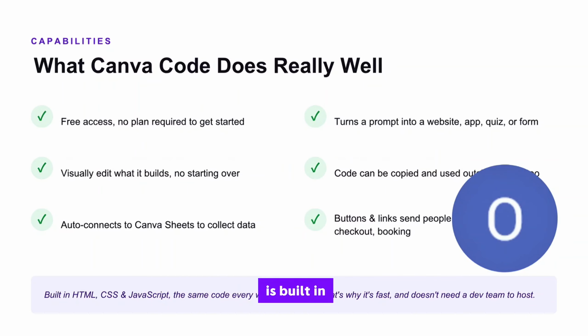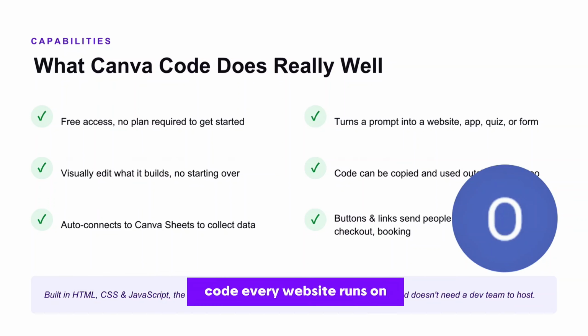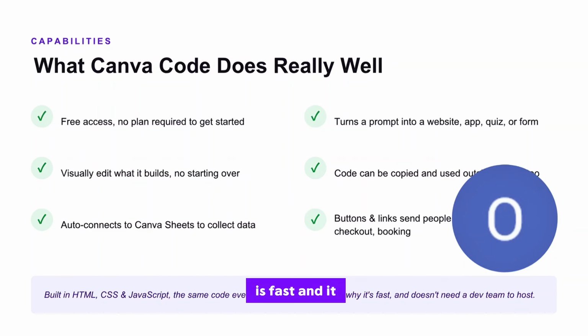And it is built in HTML and CSS, and also JavaScript, which is the same code every website runs on. That is why it is fast and it doesn't need a dev team to host it. So it works like every other website. It is literally you creating a website in Canva and it works very well, just like every other one. Also, you can use a domain name in Canva. If you have a custom domain, you can bring it in and use it to publish your website. It works properly just like that.